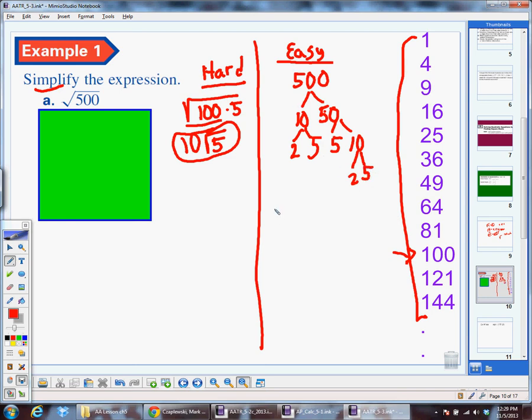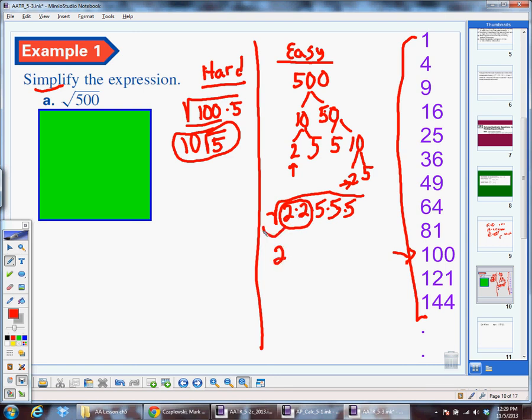Now, the square root of 500 changes to the square root of 2, 2, 5, 5, 5. Now, if you don't believe me, feel free to use your calculator and go 2 times 2 times 5 times 5 times 5. You're going to get 500. It's the same thing. Why do I do this? Because then I can circle pairs. These are a pair. That's 4. The square root of 4 is 2.